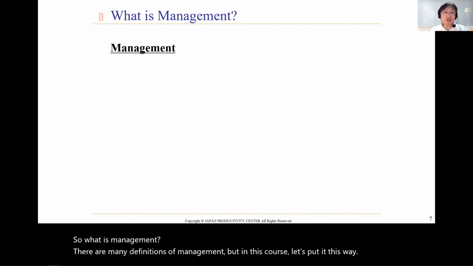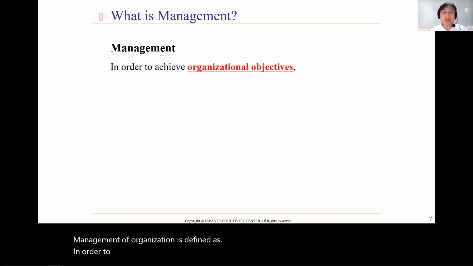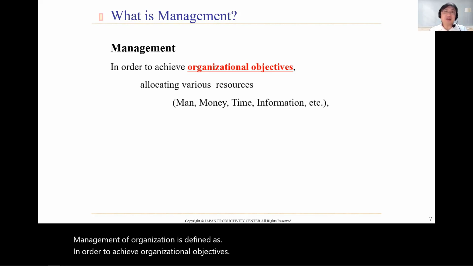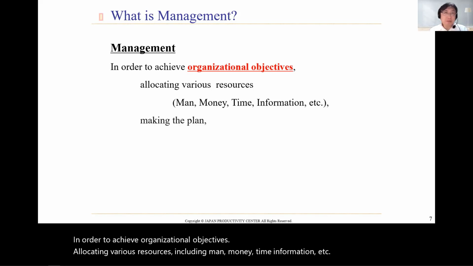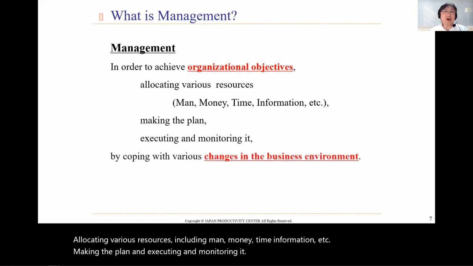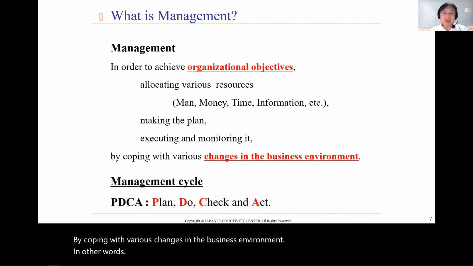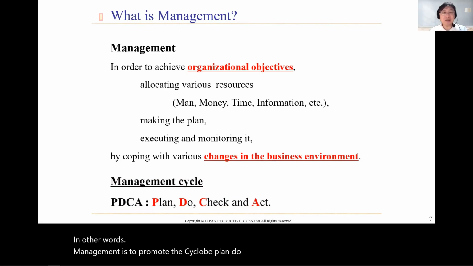Management of organization is defined as, in order to achieve organizational objectives, allocating various resources, including man, money, time, information, etc., making the plan, and executing and monitoring it by coping with various changes in the business environment. In other words, management is to promote the cycle of plan, do, check, and act.